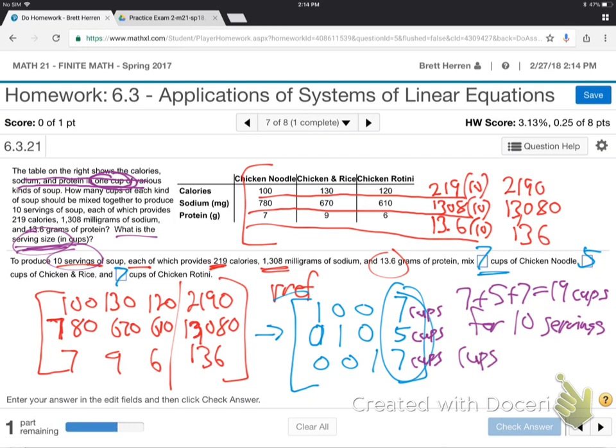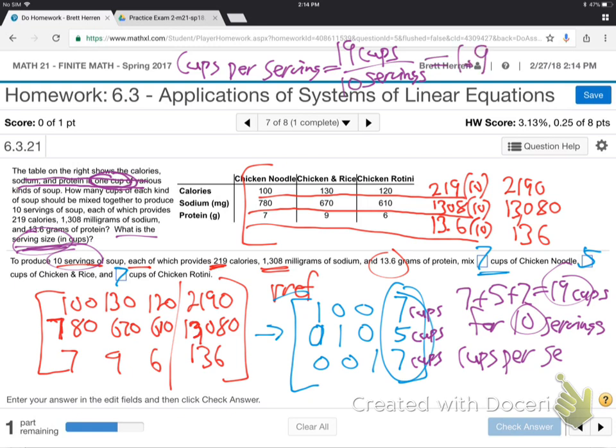So cups per serving is cups divided by servings. It's 19 cups for 10 servings, that's 1.9. If you divide that in your calculator, 1.9 cups per serving.